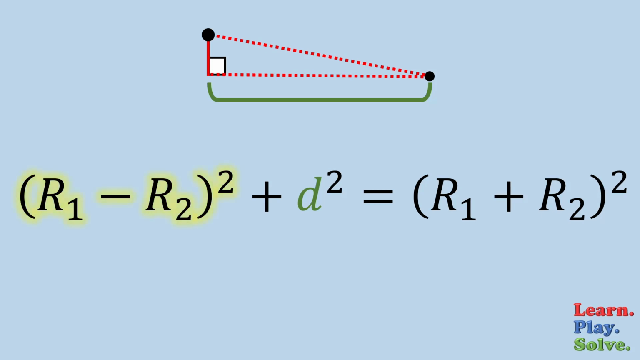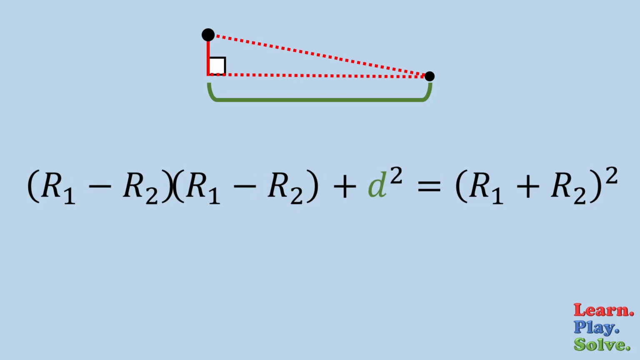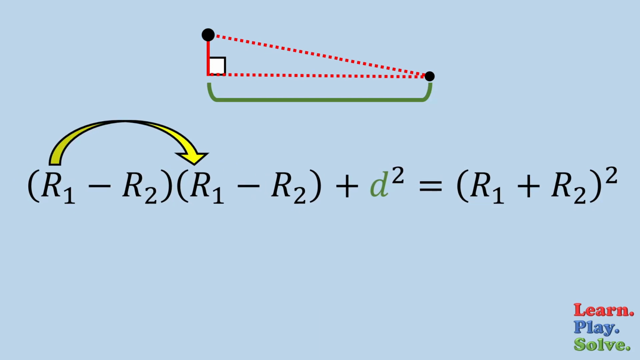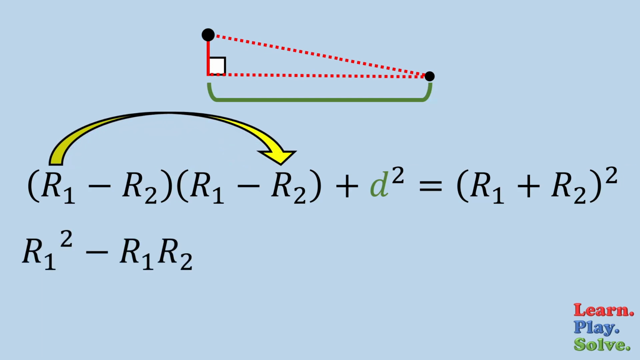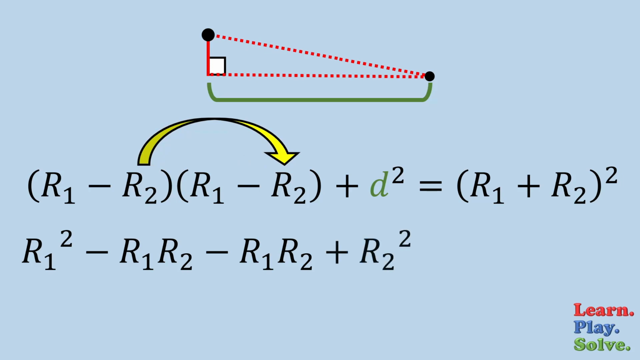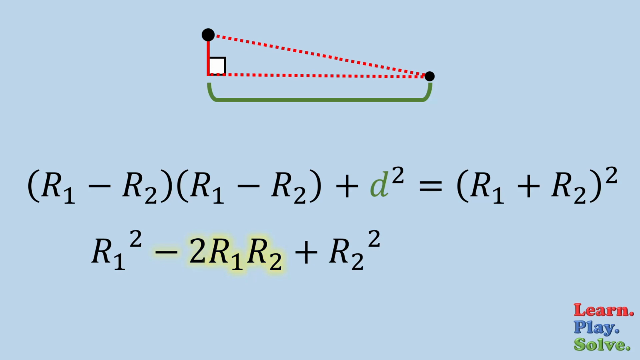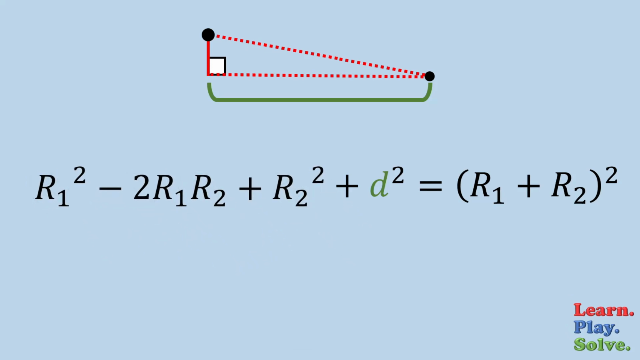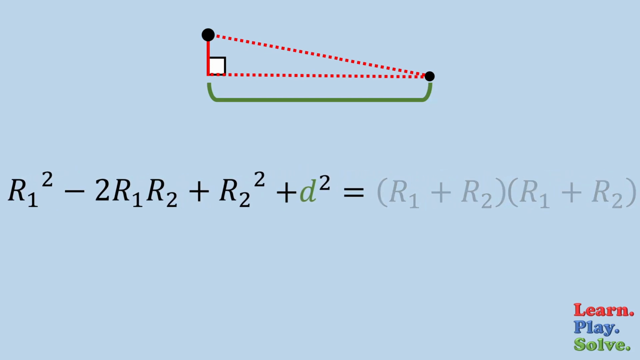To square an expression such as this one means to multiply it by itself. And in the case of a binomial, that means we FOIL. Multiply the first terms to get r1 squared, then multiply the outside terms to get minus r1 times r2. The inside produces the same thing. And the last product gives us r2 squared. Combine the two middle terms, and that's how you square a binomial. Do the exact same thing to the other side, and you should get this.